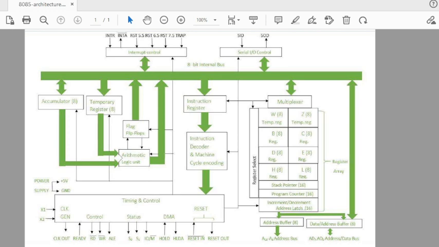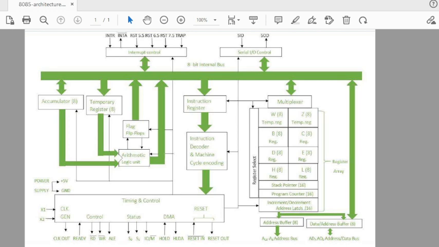The sign flag represents whether the result is negative or positive. The carry flag represents whether a carry is generated from the result. Then the parity flag represents whether the parity of the result is even or odd. Then the auxiliary carry flag represents whether the lower nibble, which is 4 bits of the data, has generated a particular carry or not. This is a tricky one. Then the zero flag: when the zero flag is 1, it represents the result is 0.